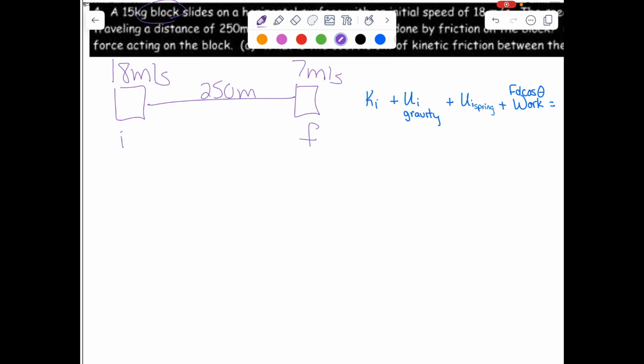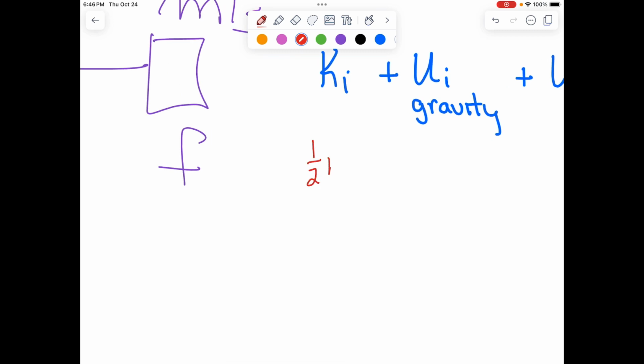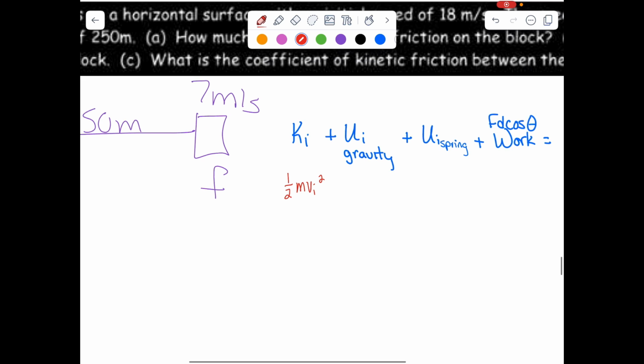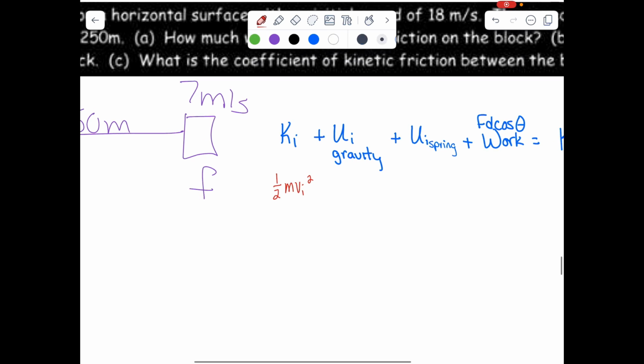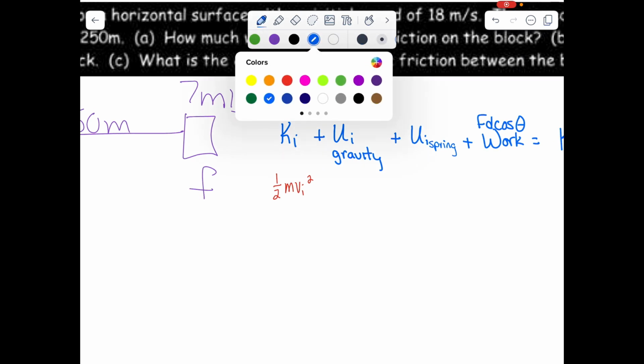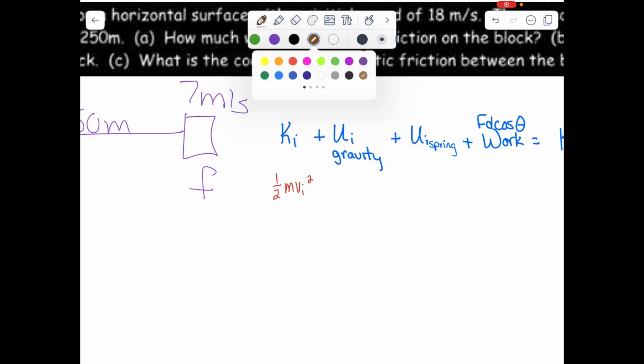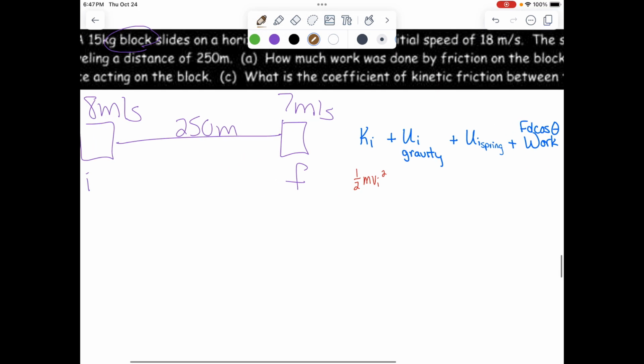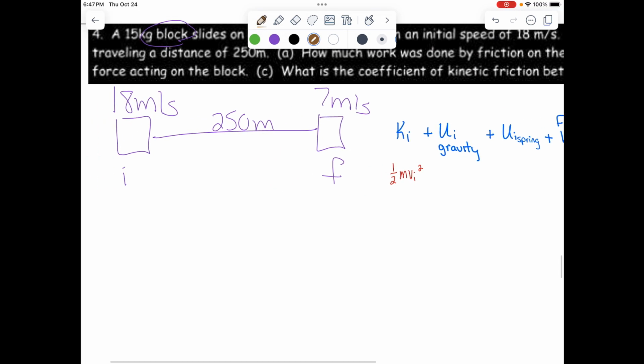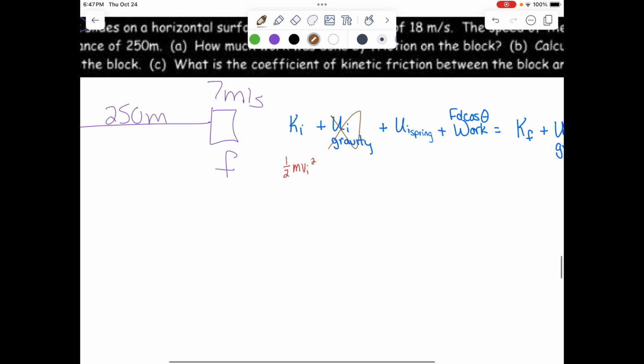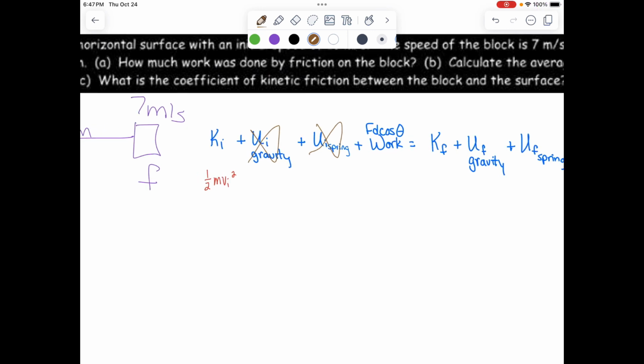Okay. Does it have a movement at the beginning? Yes. Okay, so we're going to keep that. I'm changing to red. What color do you want me to use? Okay, brown then. And is it lifting up in the air at all? It's sliding. Is there a spring? No. There is some work being done.